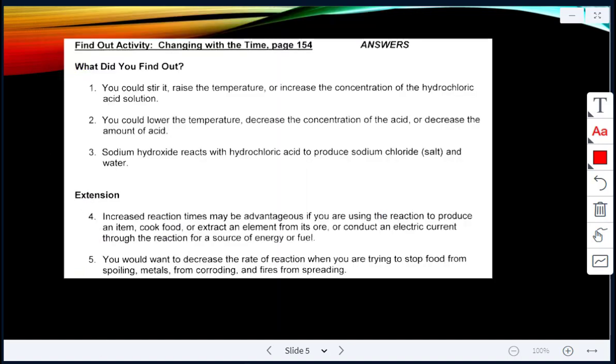All right, so this slide is just going over the answers from the Find Out activity on page 154. So if you want to go over the answers, you can just pause the video there. We've already gone over them in class.